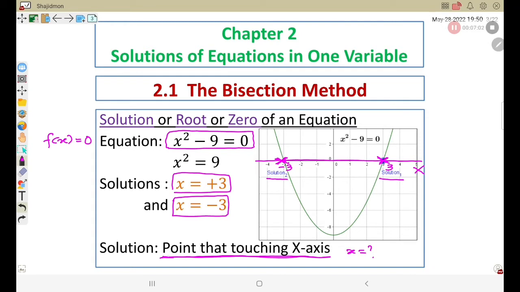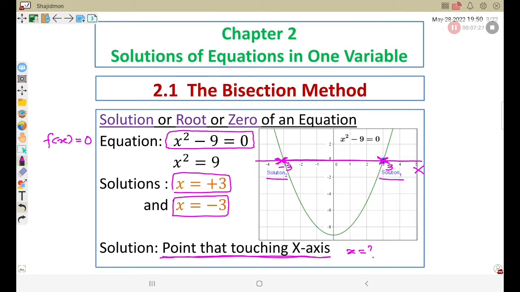So keep this idea in your mind. Solution means a point that touches the x-axis on the graph, correct? Which point does the graph touch on the x-axis? That x point we are calling the solution of the equation. Now, how to find the solution? By using a program, bisection method or Newton's method, whatever it is. So we are studying section 2.1, especially the bisection method.